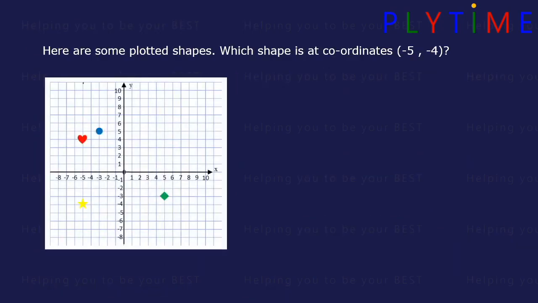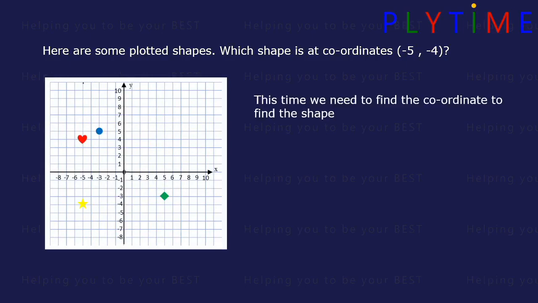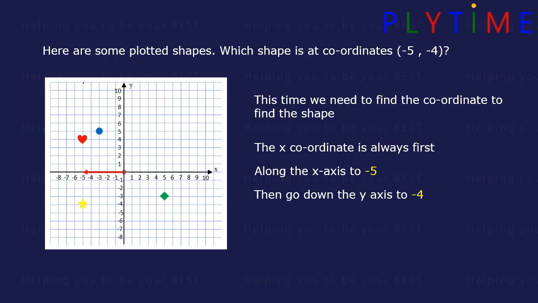Here are some plotted shapes. Which shape is at the coordinates -5, -4? This time we need to find the coordinate to find the shape. The x-coordinate always comes first, so we go along the x-axis to -5. Then we go down the y-axis to -4. And the shape at -5, -4 is a star.